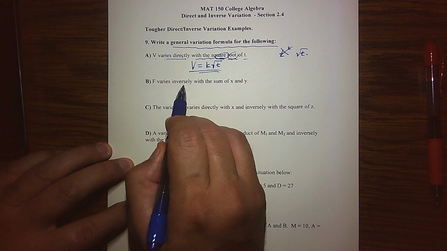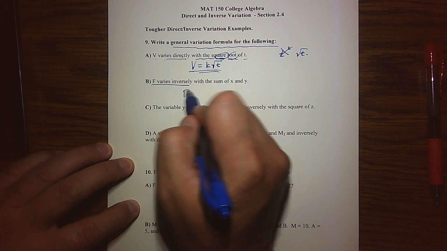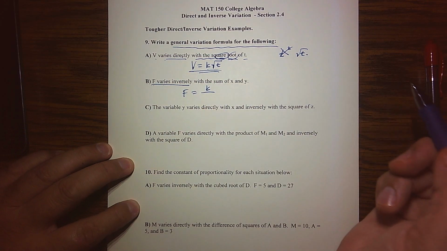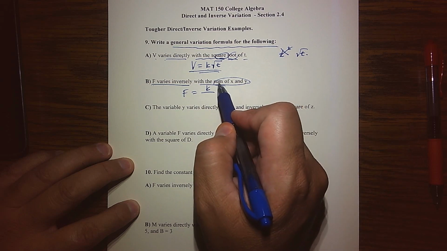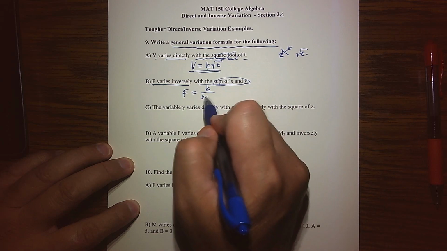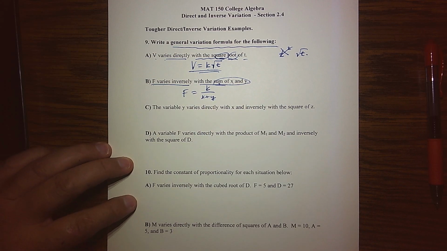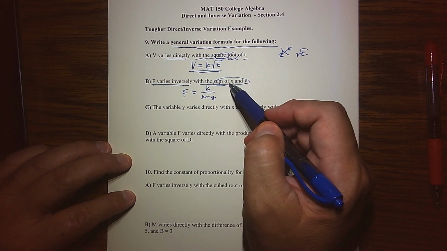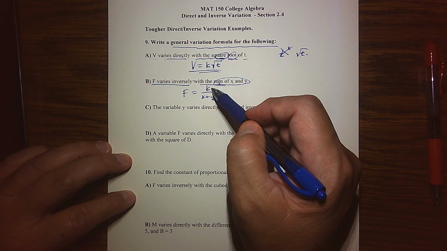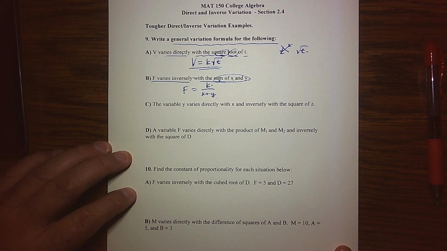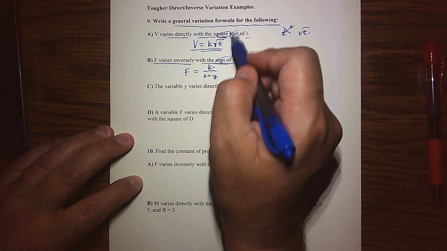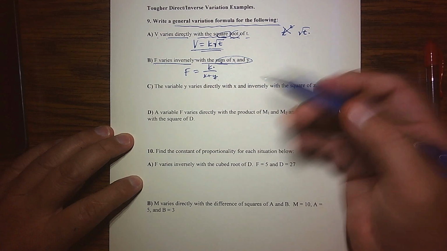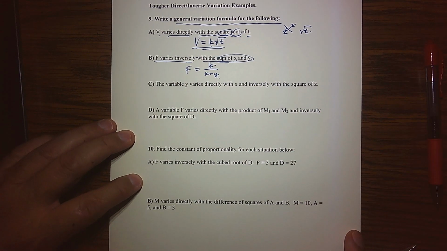Next one, f varies inversely. So let's stop there. This means f equals some constant divided. What is it inversely with? The sum of x and y. Now, sum means addition, and we have to add two things, so x plus y. That's what it would mean for a variable f to vary inversely with a sum. We're going to basically divide our constant of proportionality by whatever that sum happens to be. Like I said, there's a little bit more going on. The idea is the same, but what we're directly or inversely related to isn't just x. It's something happening to x's and y's, in this case t's.